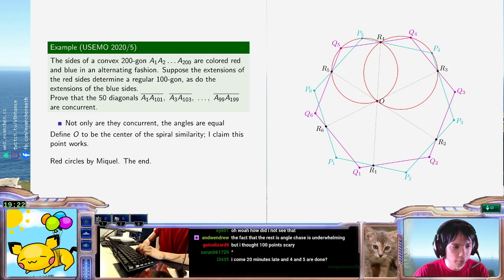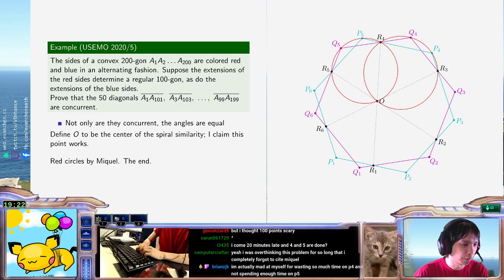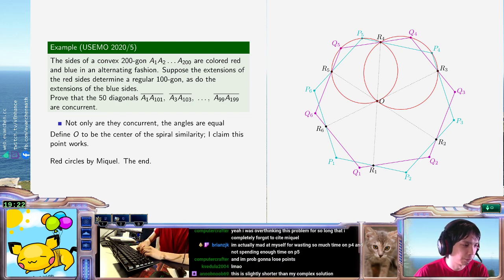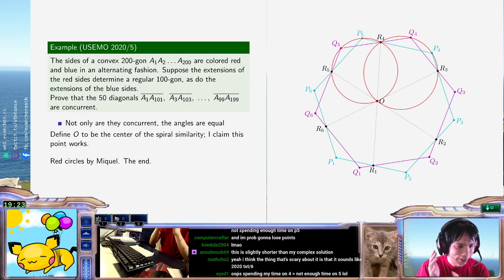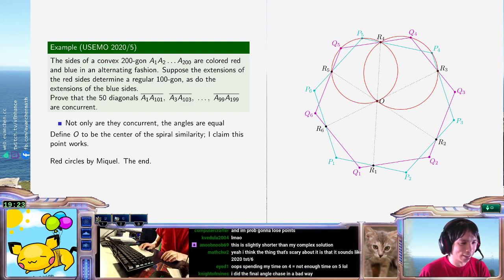So the moral of the story is that if you are a person that knew spiral similarity, you should have done problem 5 instead of problem 4. And hence, do all 3 problems. No matter how many times I say this, no one ever listens to me. I'm just like, do all 3 problems.